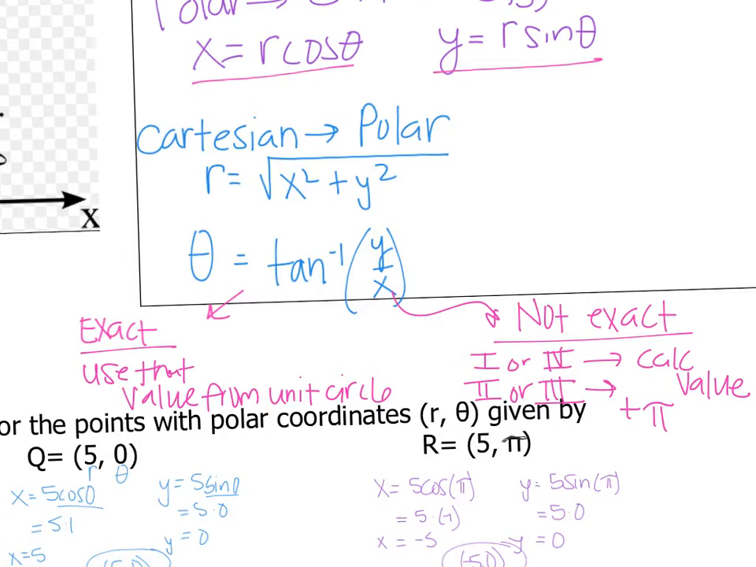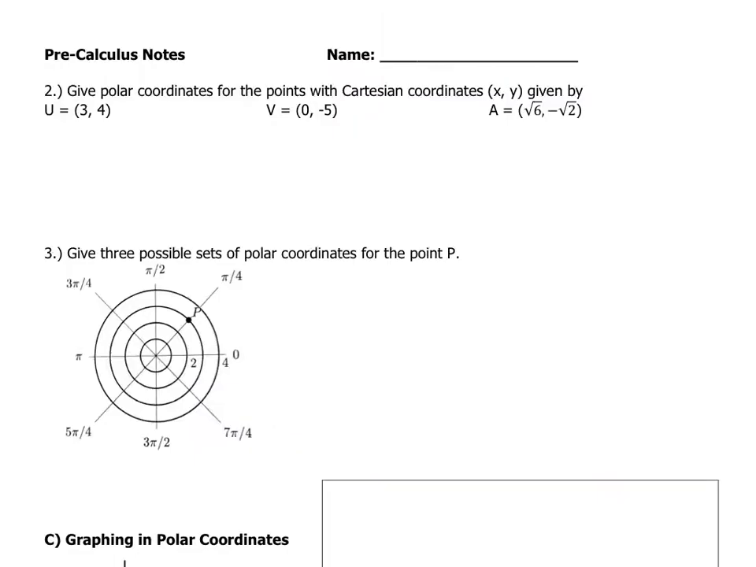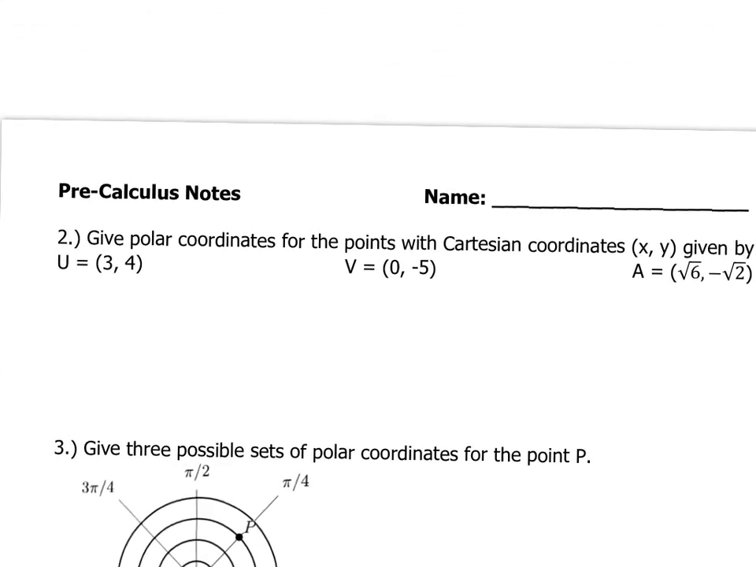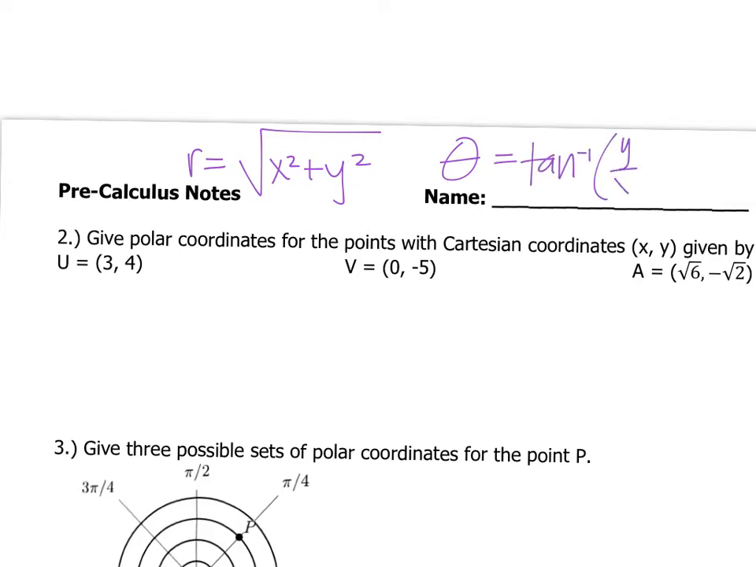So if you look at the next page, we have some examples converting from Cartesian to polar coordinates. Again, let me just write at the top here. Finding the value of r: square root of x squared plus y squared. Finding the angle theta that we need: inverse tangent of y over x. So we'll use those here with this first example.